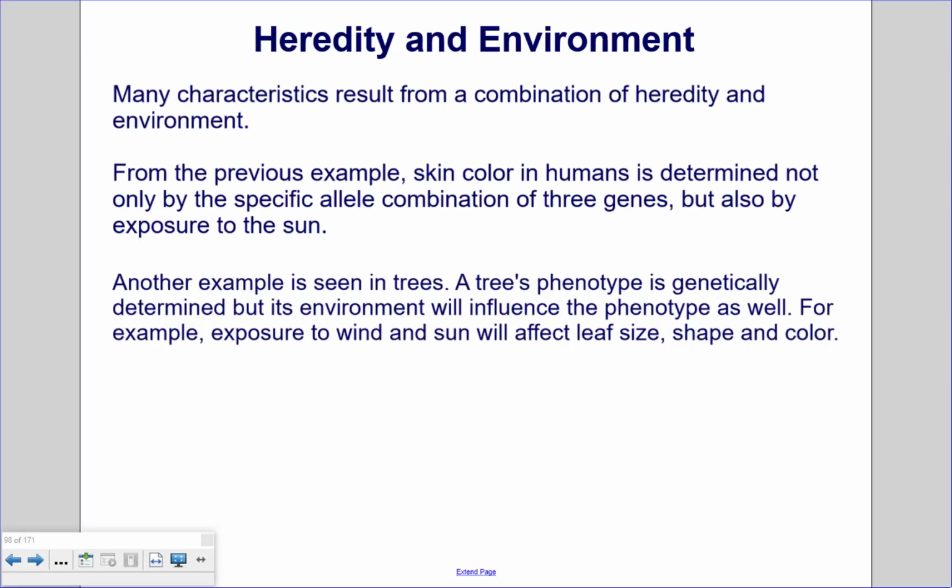Heredity and environment. Many characteristics result from a combination of heredity and the environment. From the previous example, skin color in humans is determined not only by the specific allele combination of 3 genes, but also by exposure to the sun, the environment. Another example is seen in trees. A tree's phenotype is genetically determined, but its environment will influence the phenotype as well. For example, exposure to wind and sun will affect the leaf's size, shape, and color.